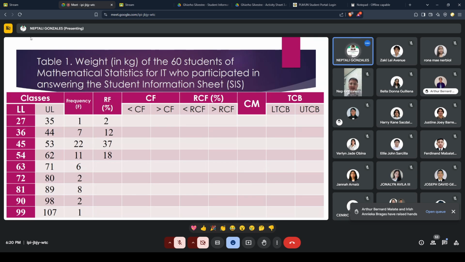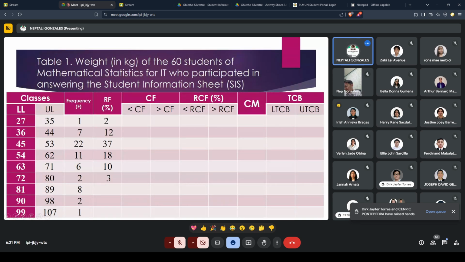How about the next? What is the next relative frequency, Arthur? 10 po. Okay, 10. You are correct. Next relative frequency, Irish. 20 po. Ha? 20. Look at the value, oh. Why did it become 20? So your relative frequency is 3, because 2 divided by 60 times 100 is 3%.